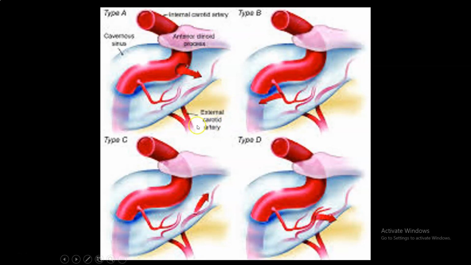And the other three are spontaneous, they are not traumatic, they are low flow, they are not severe, and they are related to anastomosis between the branches and the cavernous sinus, and sometimes they can close spontaneously. So the type B, if you have communication between the branches of the internal carotid and cavernous sinus. Type C, communication between the branches of the external carotid and the cavernous sinus. Type D, branches of the internal and external carotid and the cavernous sinus.